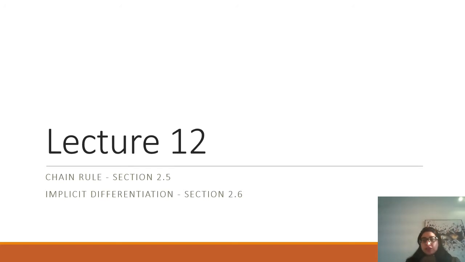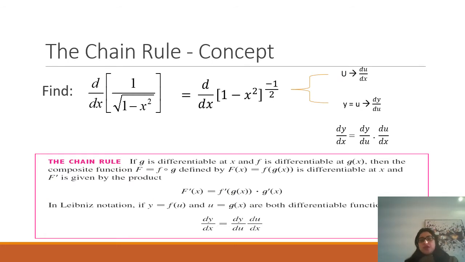So today we're going to discuss two concepts. We're going to talk about the chain rule and something else called implicit differentiation. By the end of this lecture, I think you will be ready to solve the assignment on WebAssign. Let's start with the chain rule. The chain rule concept comes from the example that you can see.